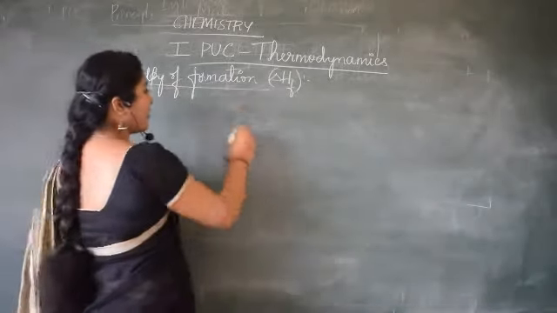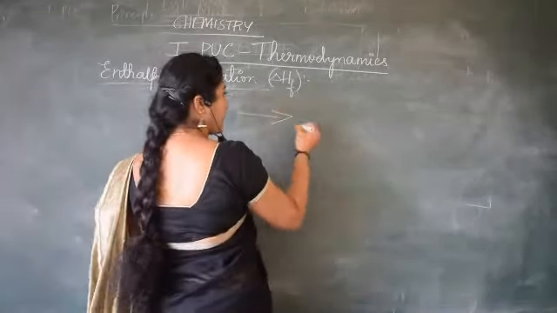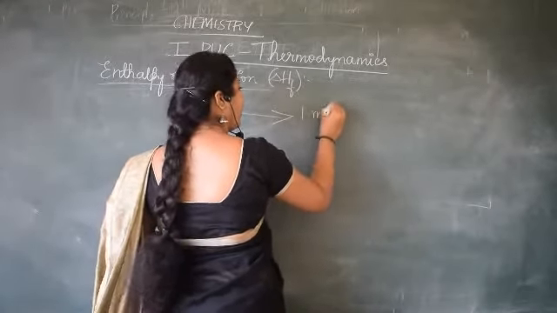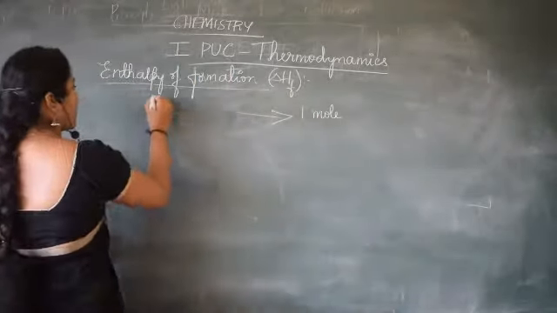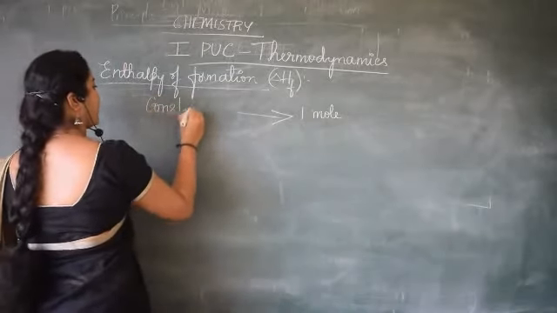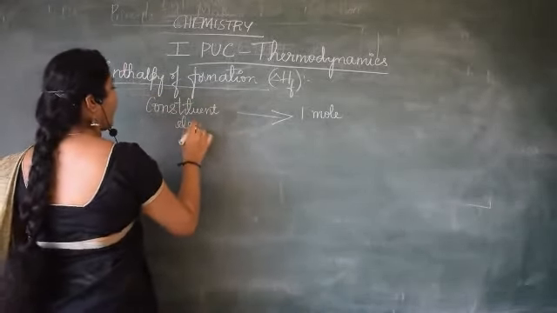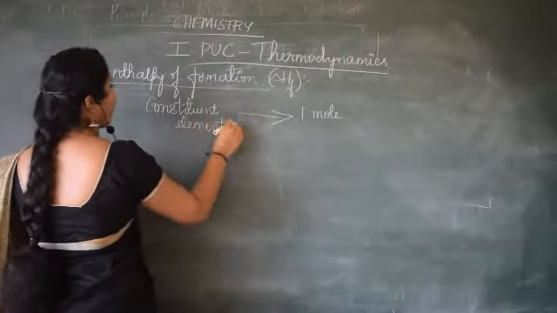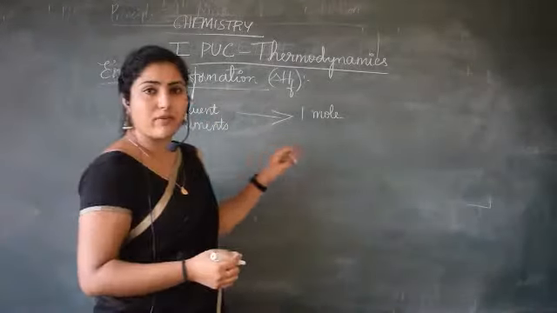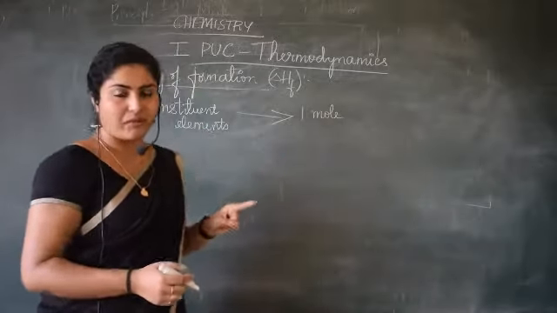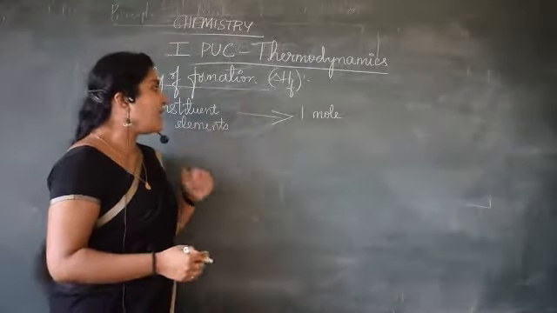Here, the point that you need to keep in mind is that 1 mole of a compound is formed from its constituent elements. This is the point which you have to remember whenever I say formation. There is something formed. What is formed? 1 mole of compound is formed from its constituent elements.